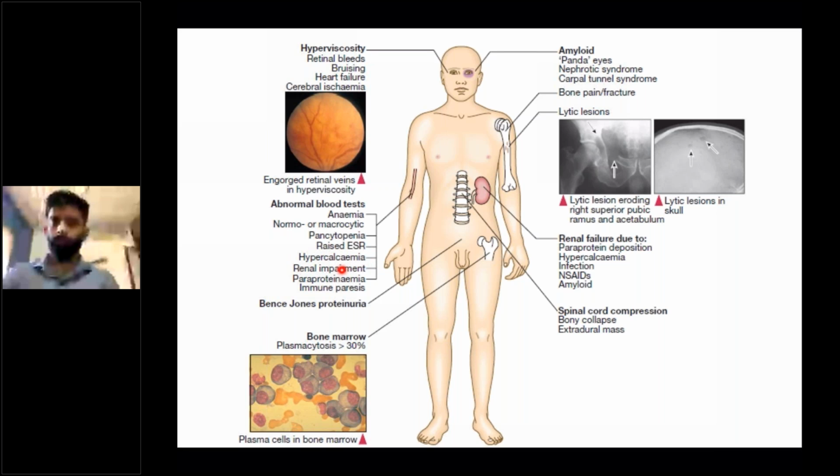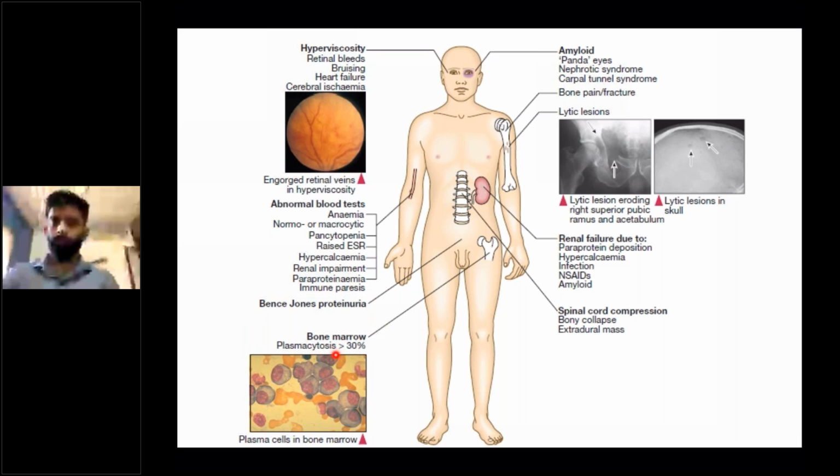Raised ESR, hypercalcemia, and renal impairment can be seen. Paraproteinemia and immune paresis can be seen. Here you have Bence-Jones proteinuria, which is also characteristic of multiple myeloma. That is, light chain proteinuria is called Bence-Jones proteinuria.